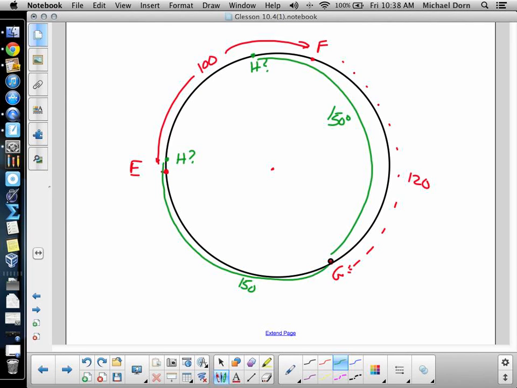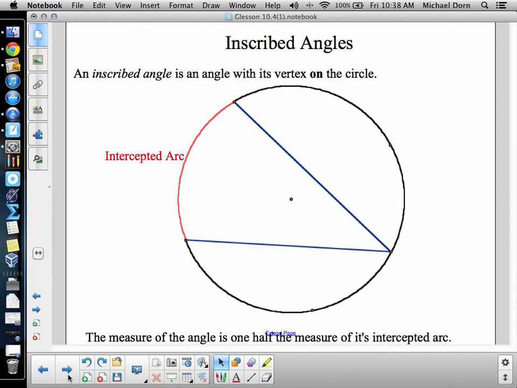All right, let's look at today's stuff. It's really quite simple. Inscribed angles. Yesterday we had central angles, which meant the vertex was at the center of the circle. Today we have an inscribed angle, which means the vertex is on the circle. All right? So the vertex is at a point on the circle. When that happens, we have an intercepted arc.